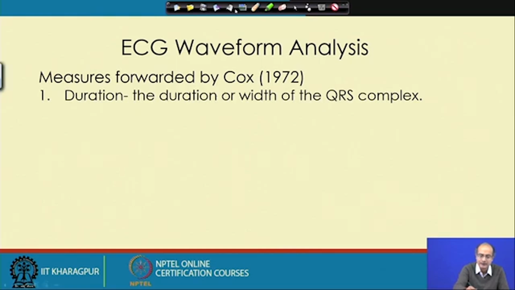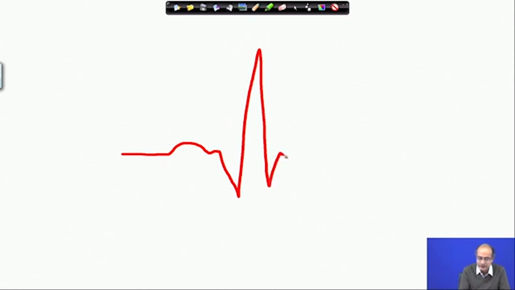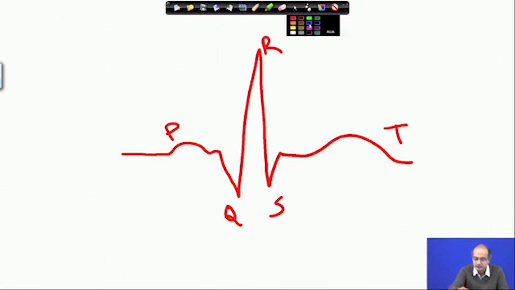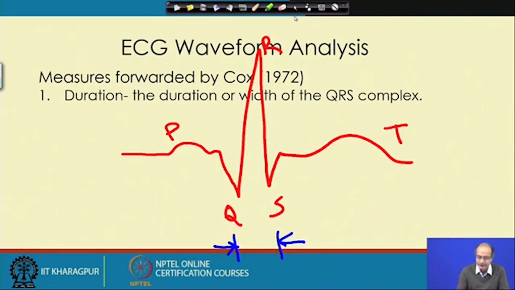Now, let us look at the picture again, so that it becomes clear to us that here is our P wave followed by the QRS complex and then T. So, this is P, Q, R, S and T, and the width of the QRS complex, we can take as the width starting from Q to S. So, that gives us the width of the signal, that is the first point.